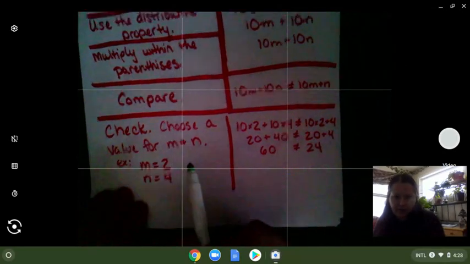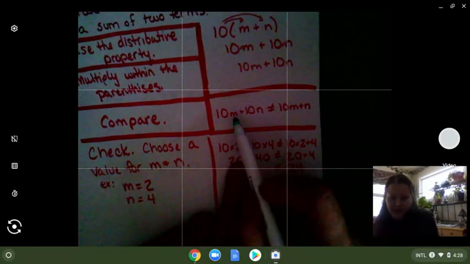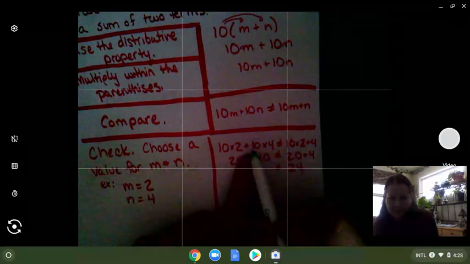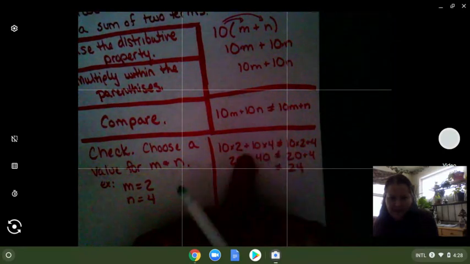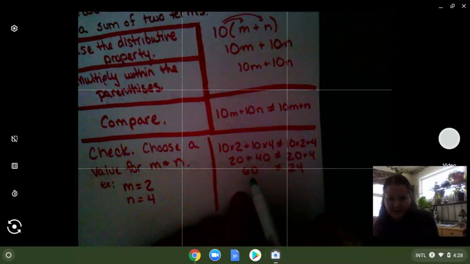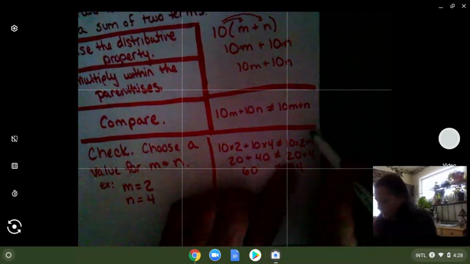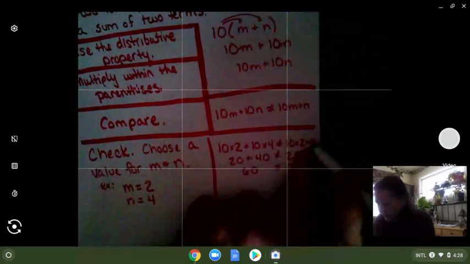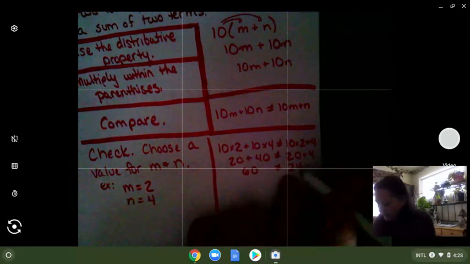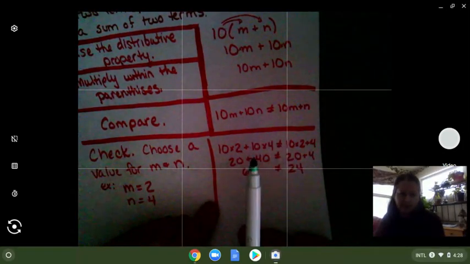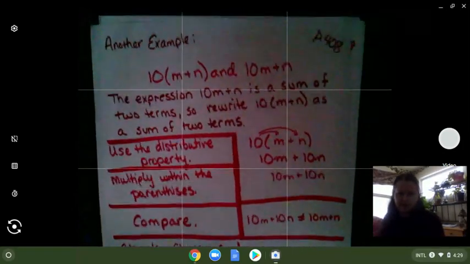So here, for m, I put in the 2, so 10 times 2, plus 10 times the n, I put in my 4. When I add those all up, I get 60 on this side. Then I'm going to try it over here. 10 times my 2 plus my n, which is 4. 10 times 2 is 20, plus 4 is 24. So these are not equal. That's how we can compare those.